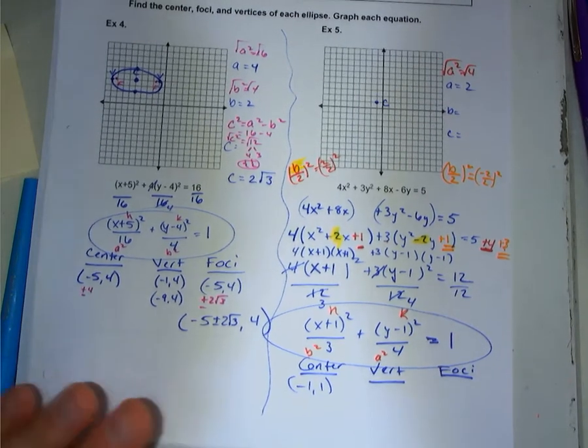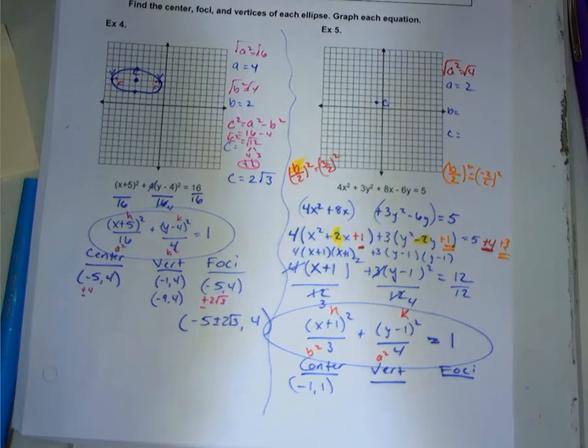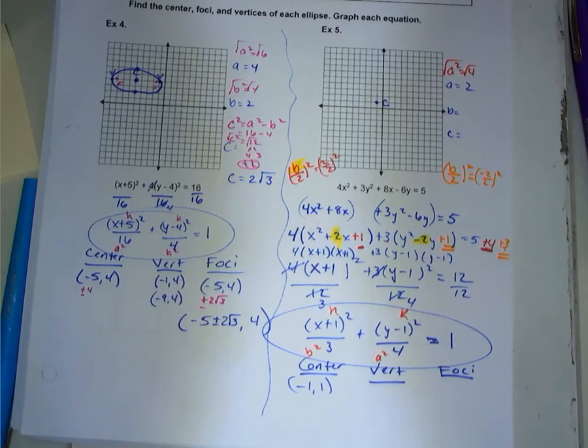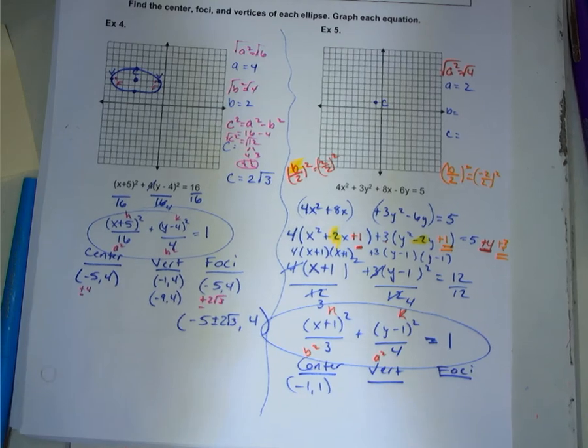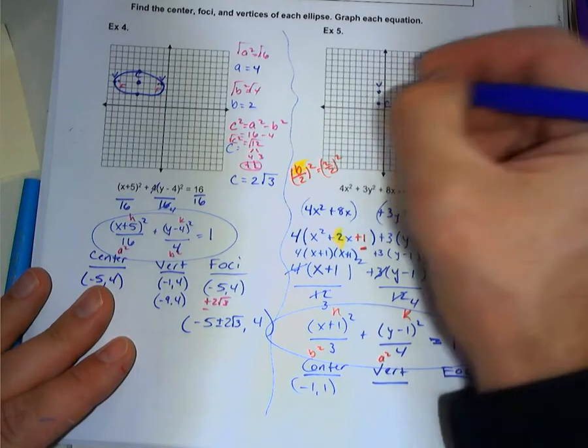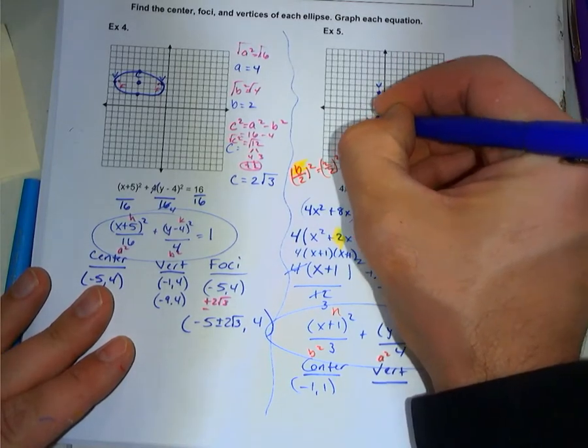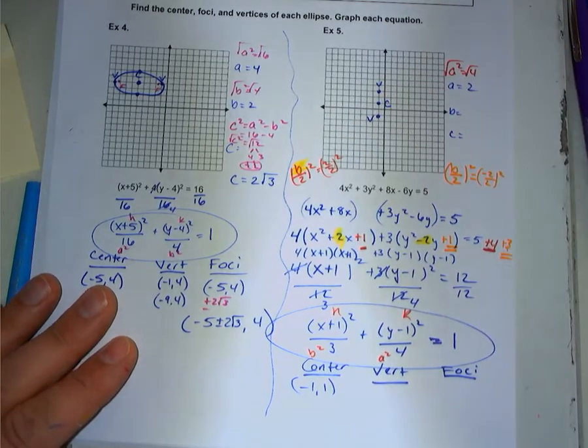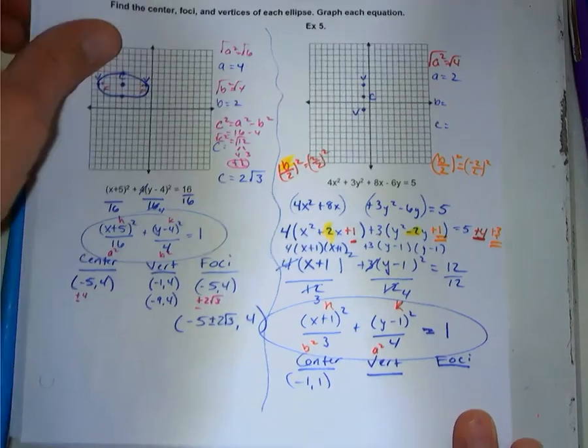All right, so which way am I going? Up, down, left, or right? 2 from your center. What do you say? What's it under? Lauren, which way are we going? Up and down. It's underneath the y's. The y-axis goes up and down, so we go up and down 2. 1, 2, 1, 2. So there's our major vertices. So you can graph those and label those.